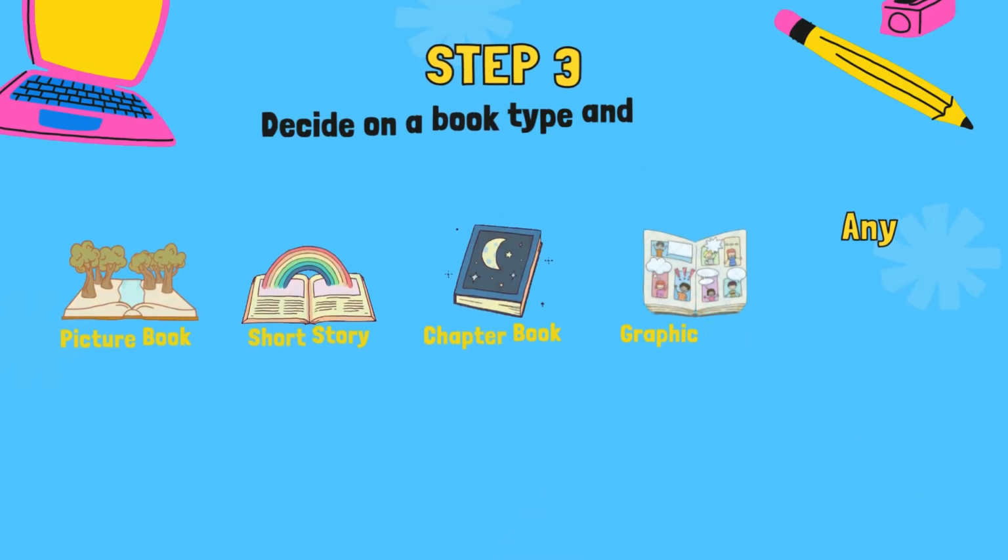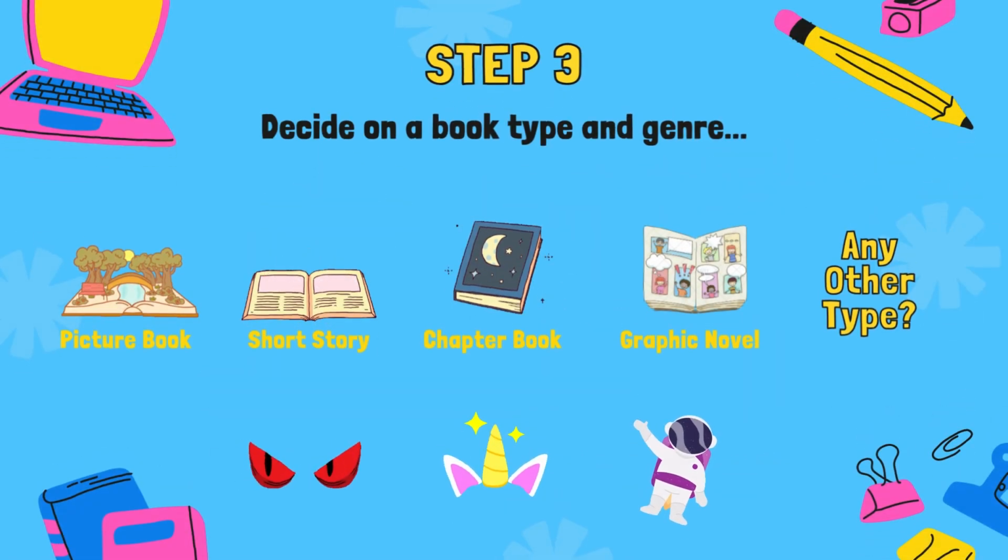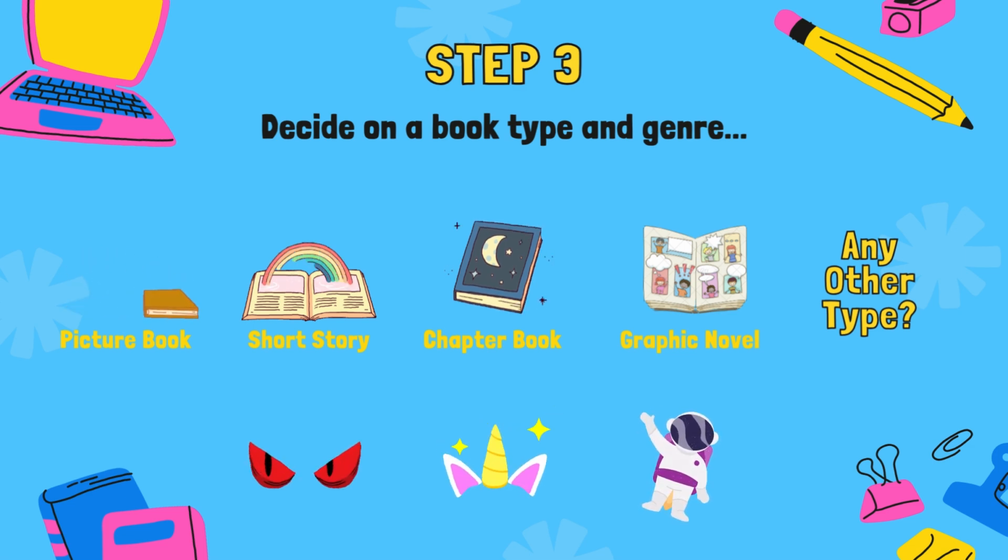Step 3. Decide on a book type and genre. Based on your developed idea, will you be writing a picture book, short story, chapter book, or graphic novel? When choosing your book type, you need to consider who your target readers will be. If you are writing a story for young readers under the age of 8, then picture books may be the best option. Alternatively, if you're writing to an older group of children, such as 9 and above, then a chapter book format may be more suitable.